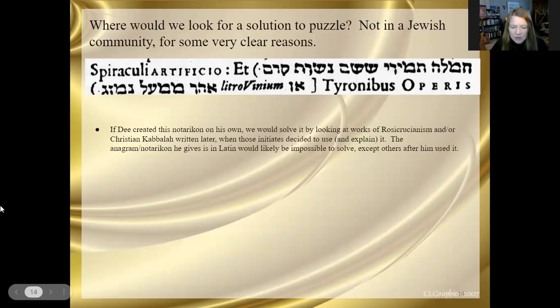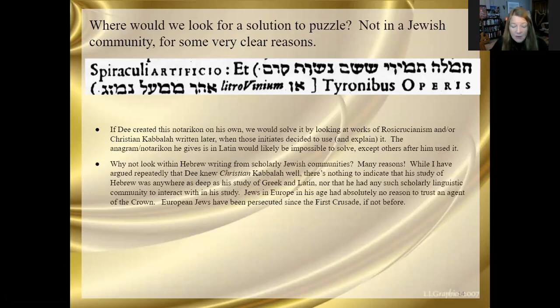It's because if Dee created this notericon on his own, we'd solve it by looking at works of Rosicrucians and Christian Kabbalists when those initiates decided to explain it later, but no one ever did. The anagram notericon he gives us in Latin, that's how we solved it. But looking at Hebrew writing within Jewish communities, which seems logical, isn't going to work for all kinds of reasons.